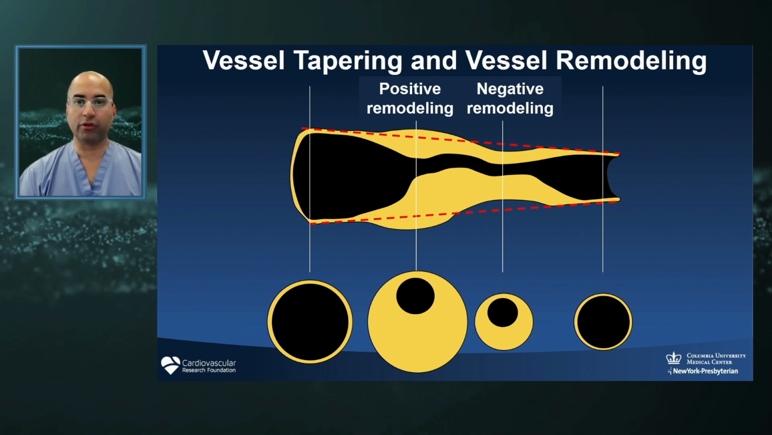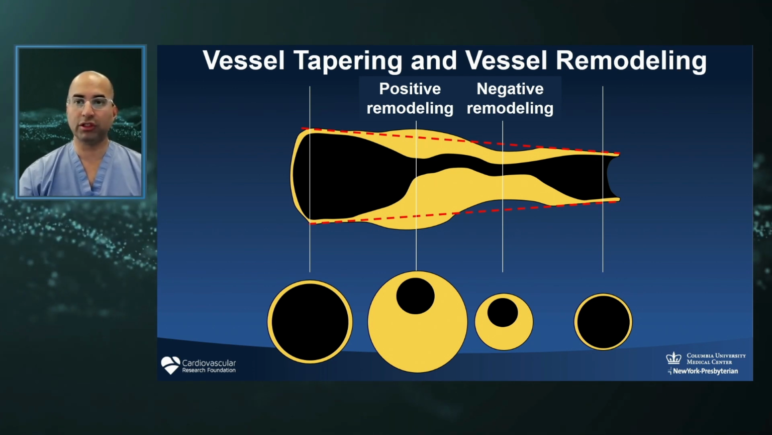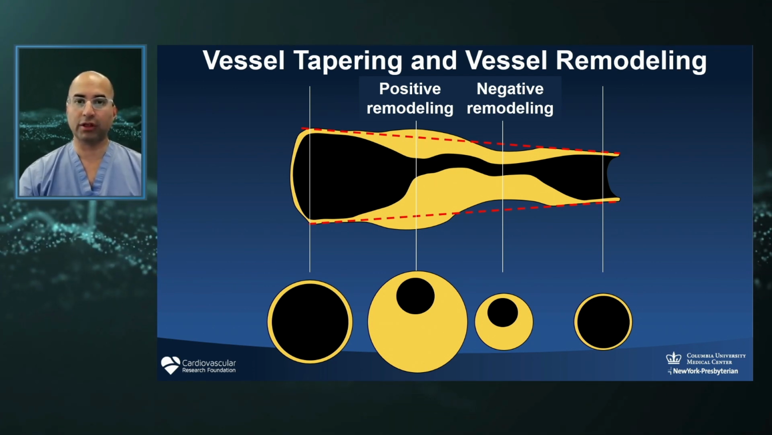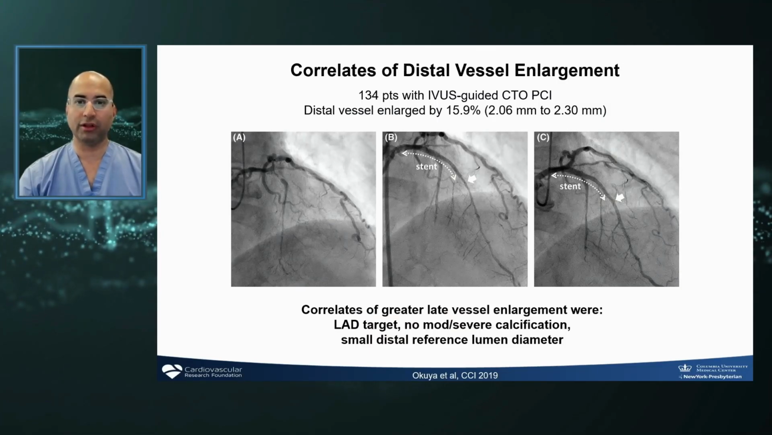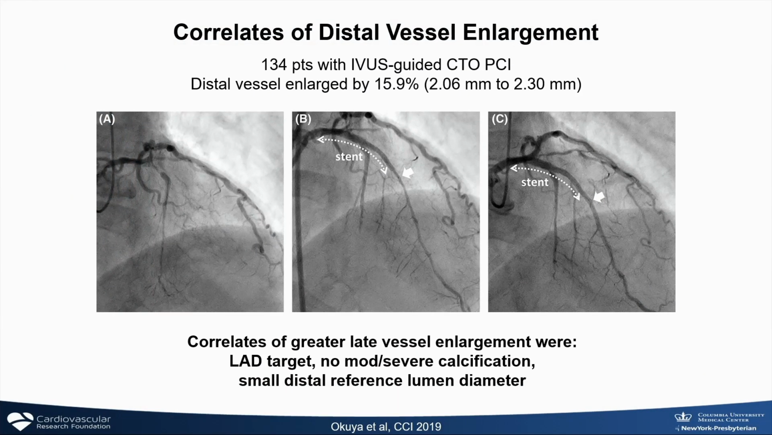And it's also important to remember that as you do CTO PCI, the distal vessel can actually change in terms of size. And so this is just an example of it, where you see the distal vessel here in the LAD after the stent is placed, what it looks like first, and then what it looks like later. Typically, you're going to get enlargement of about 15 to 20%, but things that actually correlate with late enlargement are the LAD target, not a lot of calcium, and if the vessel is really, really small. So this is an important thing to remember when you size.